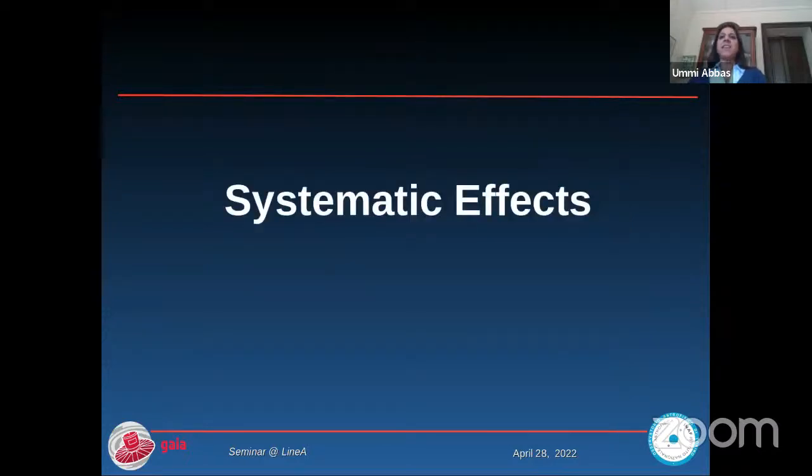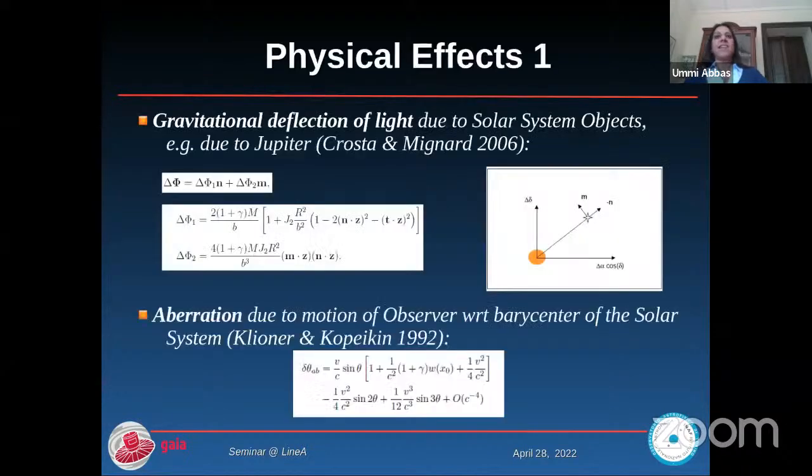So what are these systematic effects? We have systematic effects that are of the type physical and also instrumental. The physical effects are of the type gravitational deflection. That could be due to solar system objects, and in this case we can think of Jupiter, as shown here. So we have the monopole deflection due to Jupiter and the quadrupole. The monopole deflection and quadrupole are actually very relevant close to the limb of Jupiter, so you have to be relatively close to have effects at the level of microarcseconds.